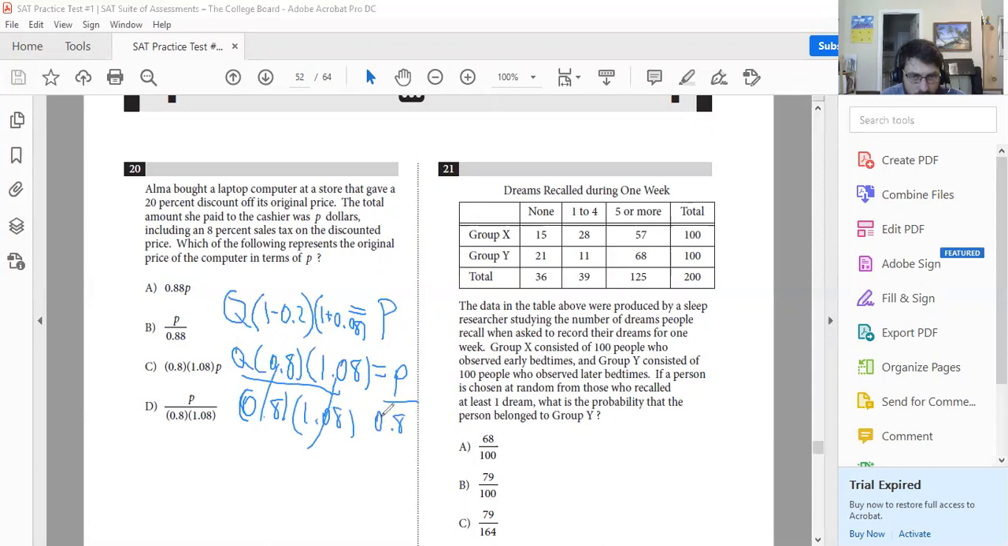So 0.8, 1.08. That means D is our answer. That one gives you the original price of the computer.